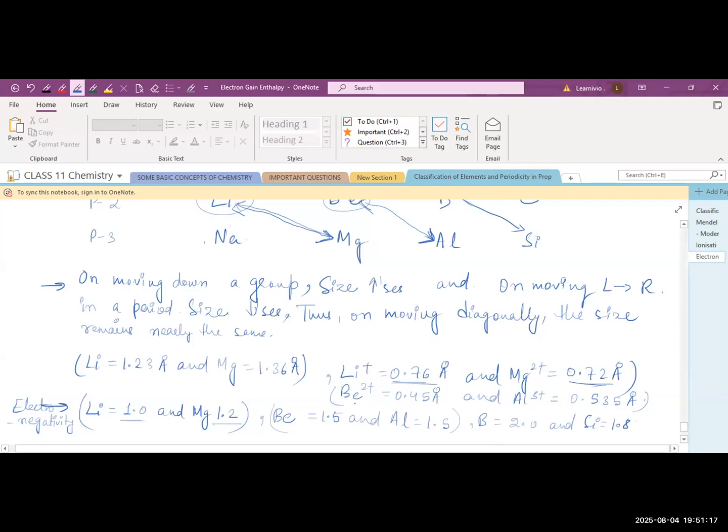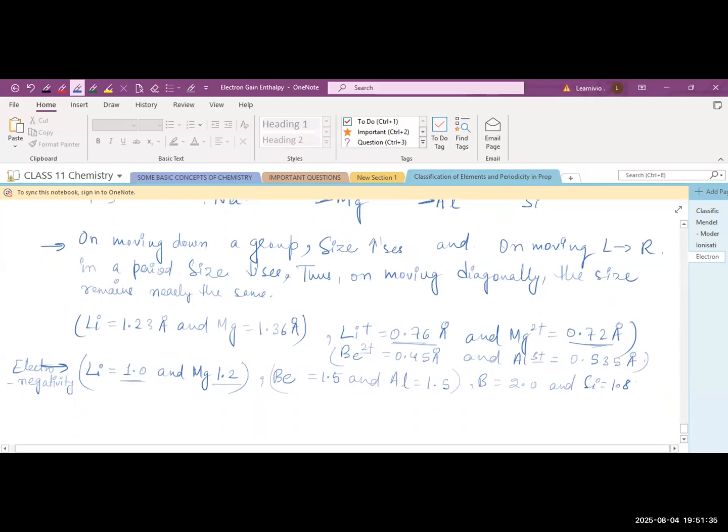Charge per unit area, you can see the charge on beryllium, it's 2+ and 3+. For aluminium, the charge is 3+, right? So the charge is very close, so you can say the charge per unit area is almost same. And if you write down the charge per unit area, for beryllium 2+, the charge per unit area is 2.36, right? And for aluminium 3+, the charge per unit area is 2.50.